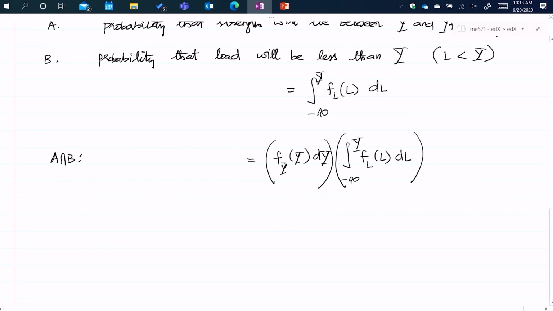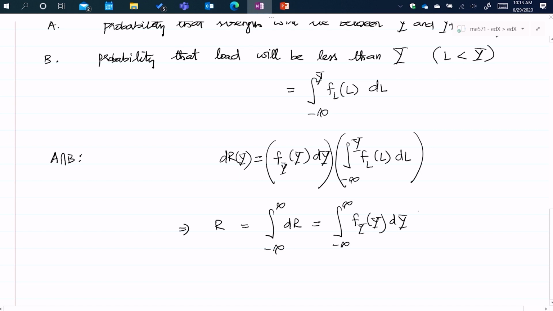So this is the reliability dR corresponding to a specified strength value y, and therefore the reliability is the integral from minus infinity to plus infinity of dR, which is the integral from minus infinity to plus infinity of f sub y of y dy times the integral from minus infinity to y of f sub L of L dL.